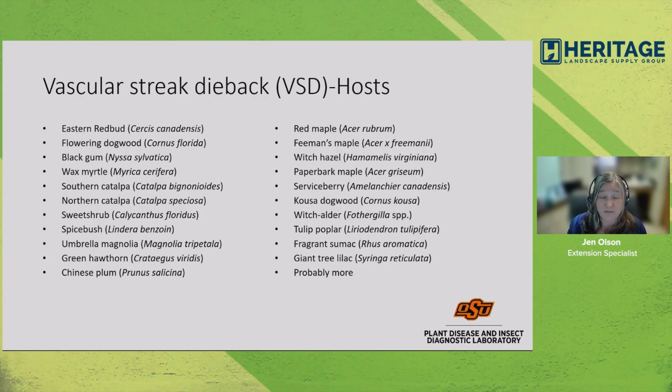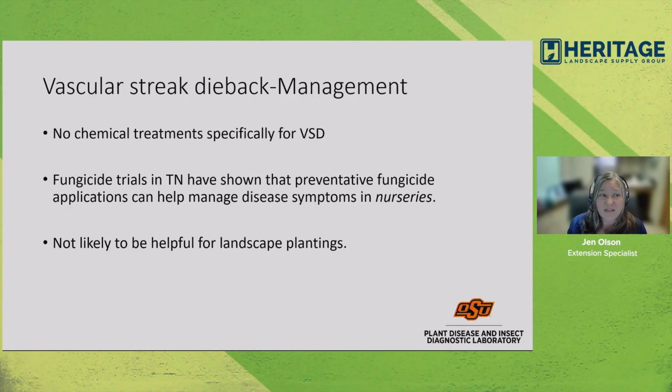At this point, there are no chemical treatments that are specific for vascular streak dieback. There's been some fungicide trial work done mostly in Tennessee showing that preventative applications of fungicides can help manage disease symptoms in nurseries. And they're not so much managing the vascular streak dieback pathogen, that Ceratobasidium species.